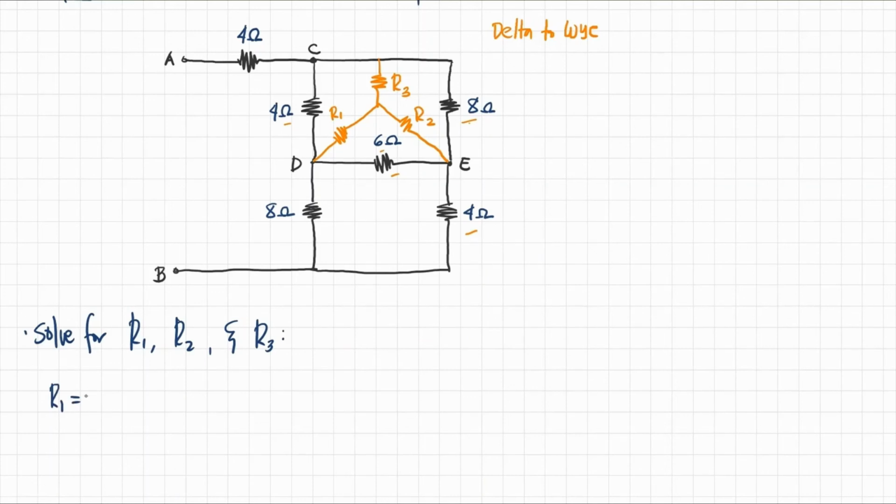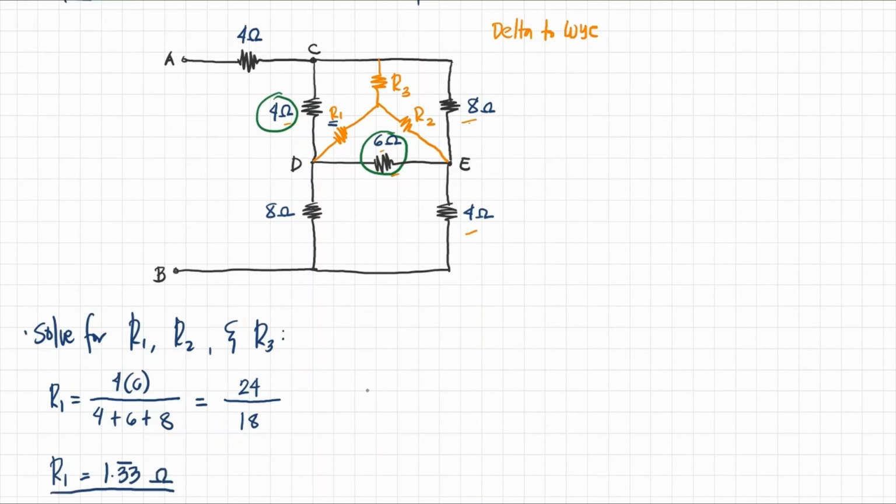So for R1, since we are interested in converting delta to Y, we have to multiply as a numerator the resistances adjacent to R1. So that would be the 4 ohm and the 6 ohm. So we have 4 ohms times 6 all over the sum, which is 4 plus 6 plus 8. If we simplify that, we have 24 all over 18. So that would be 1.33 ohms.